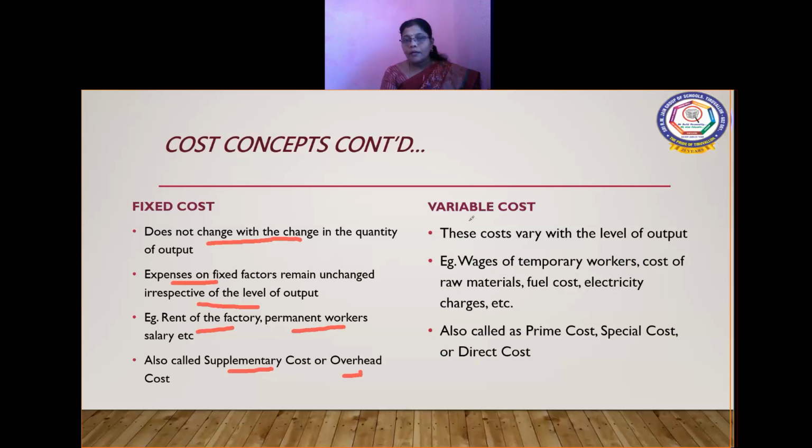Next one, variable cost. These costs vary with the level of output. When the output differs, the cost also will differ. For example, you can take wages of temporary workers, cost of raw materials, fuel cost, electricity charges. There may be fluctuation in all these costs because according to the production, they may increase or decrease. So variable cost is also known as prime cost, special cost or direct cost.